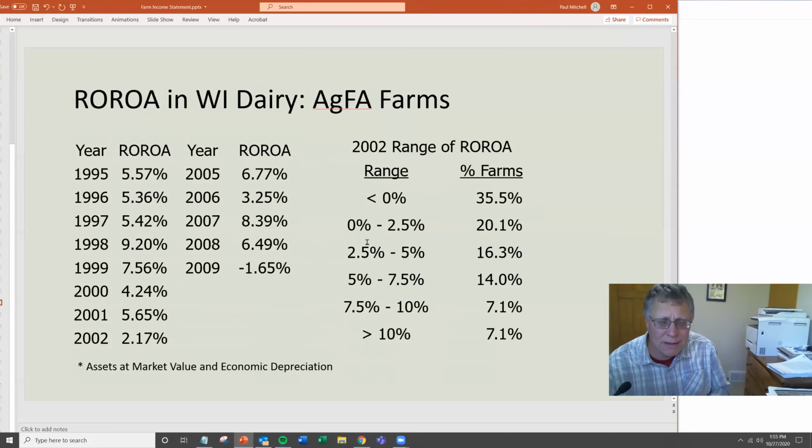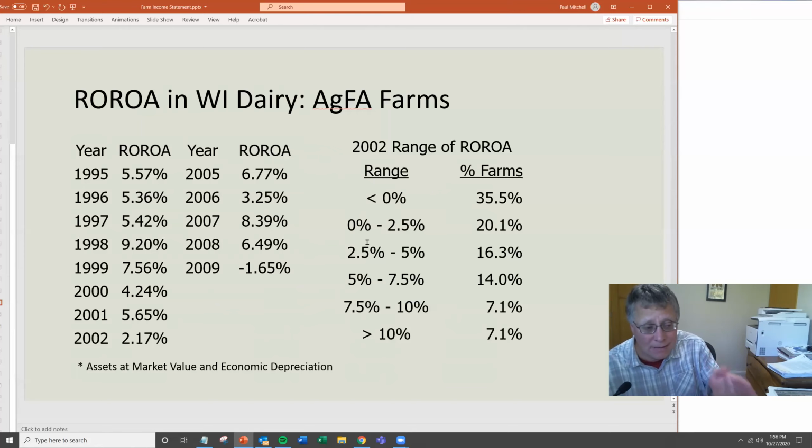But now go into that, instead of looking at the average of the whole population of farms, let's look at the distribution to get a sense of how much variation there is around that average among these farmers. What you can see is, okay, the average is 2.17%. 35.5% of the farms are actually negative in the data set. And then 0 to 2.5% rates of return, another 20%. And so you can see 55% of the farms were below 2.5%. So 2.17% is not a great average, but some people did really badly compared to that.